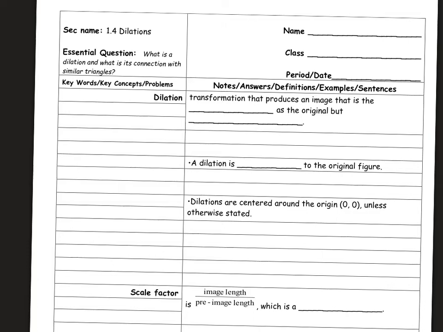Hi guys, here's our fourth lesson on transformations. We're going to talk about dilations today. A dilation is a transformation that produces an image that is the same shape as the original but different sizes.